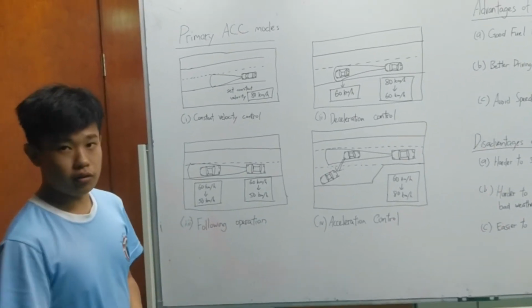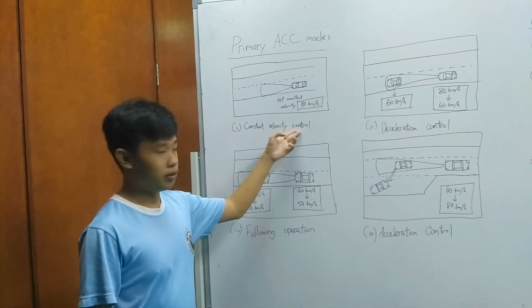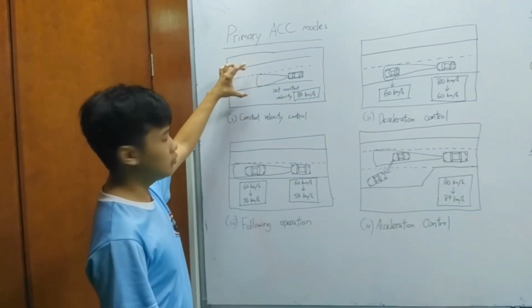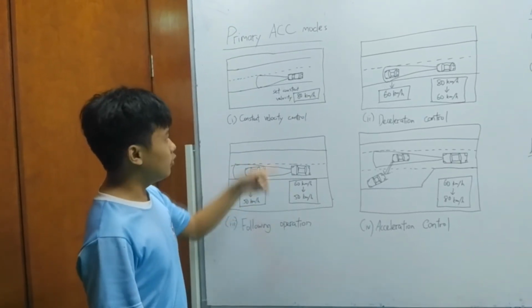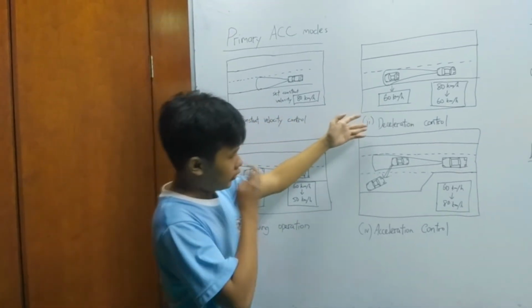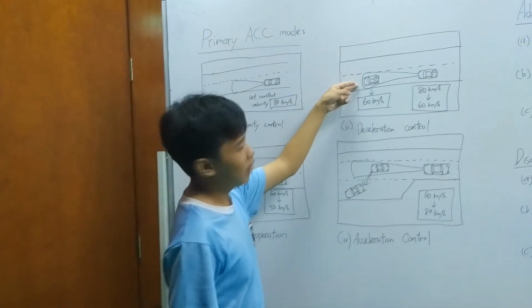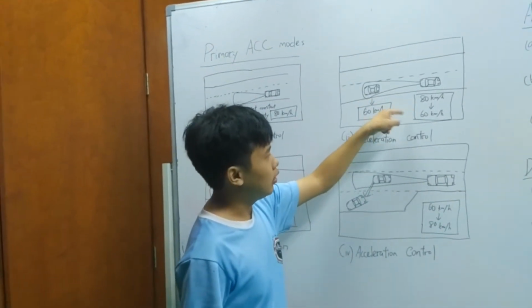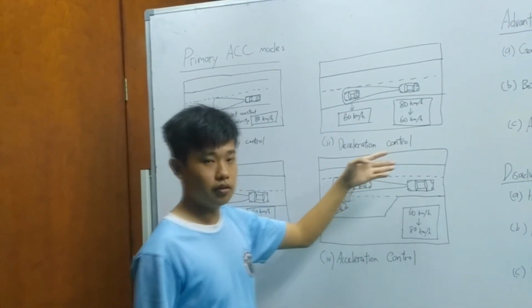Any adaptive cruise control will have four basic modes. The first is constant velocity control. Once the vehicle moves on the other side and it detects there's still a long distance with the preceding vehicle in front of it, then you will set a constant velocity of the vehicle. So, for the following, when a vehicle is detected in front of it, then you will decelerate the vehicle into lower velocity. So this is the deceleration control.